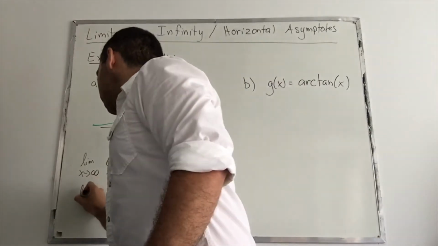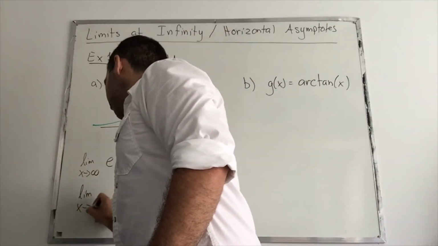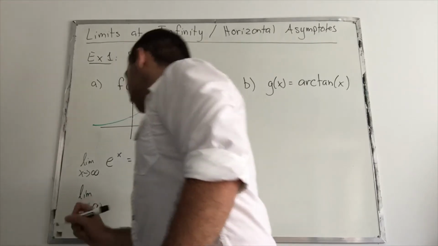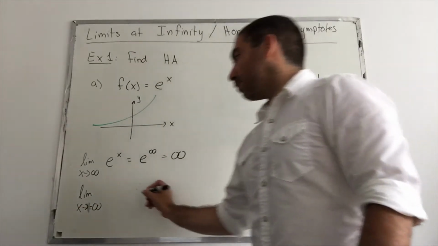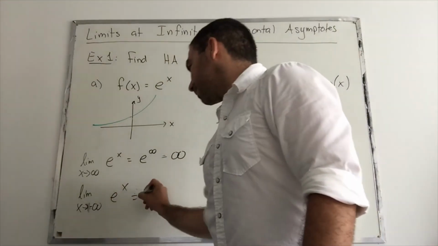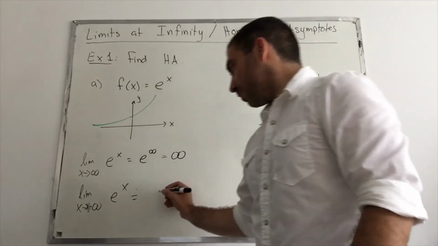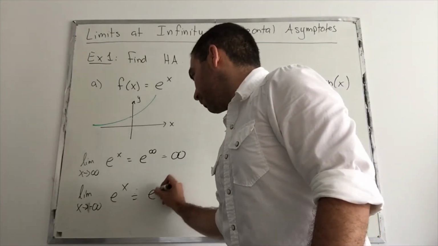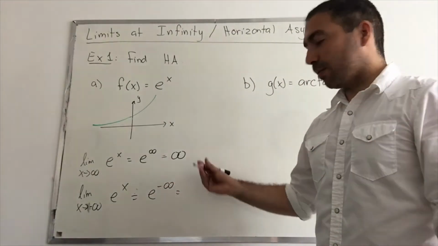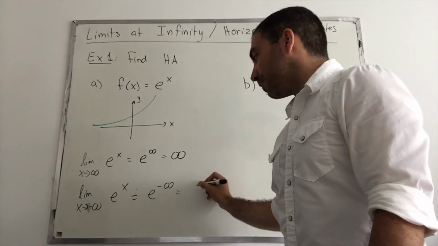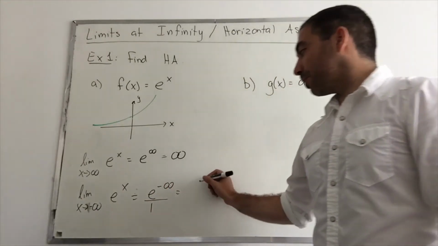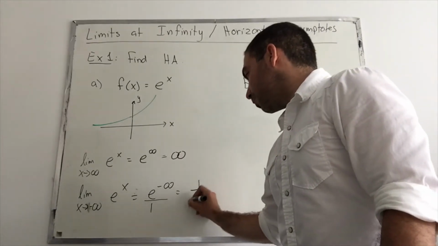If we take the limit as x goes to negative infinity, and we do the same thing, we substitute the x with negative infinity instead. What this gives us is e to the negative infinity. From laws of exponents, we know that if we have a negative exponent, we could drop it, or essentially flip. Think of this as over 1, and flip it, giving us 1 over e to the infinity.